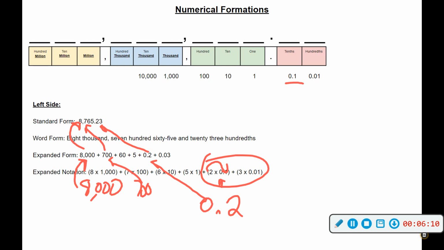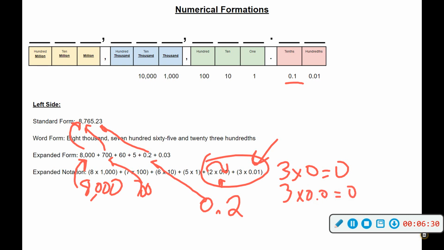The same thing happens with the hundredths. We have a 3 times the whole number 0, which is going to still stay as 0. But then, once we do that, there is nothing left except for the 1 at the end. So this is going to continue.